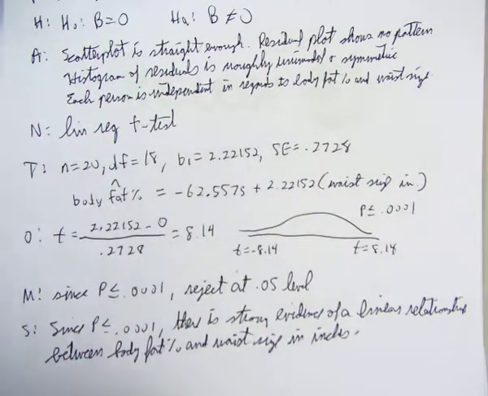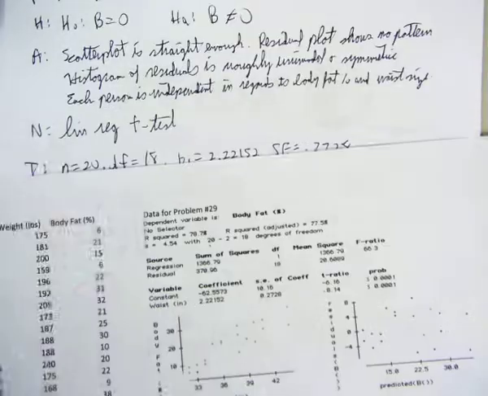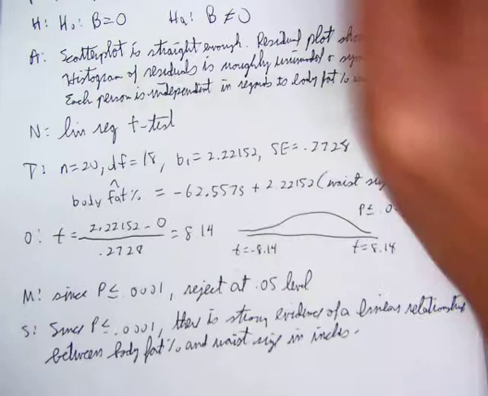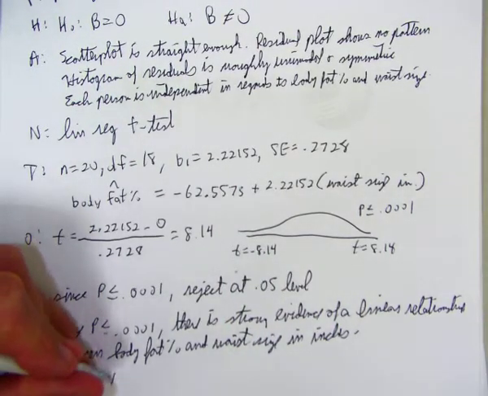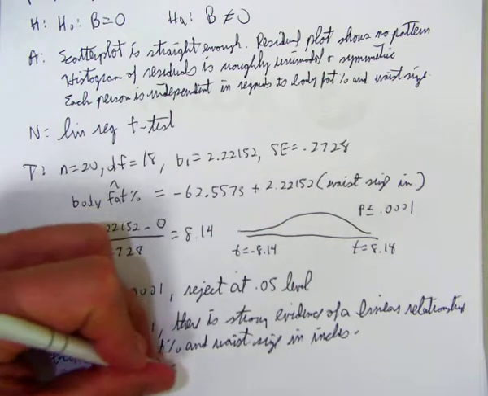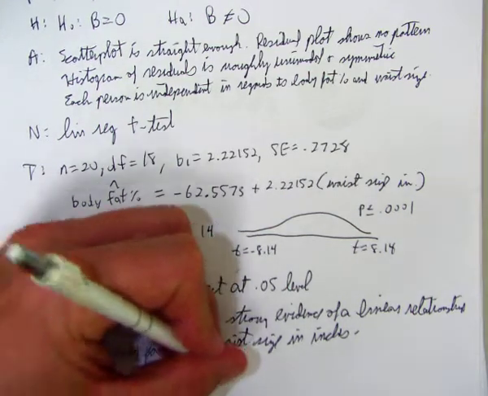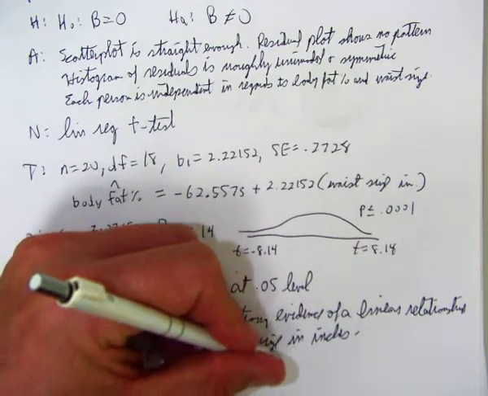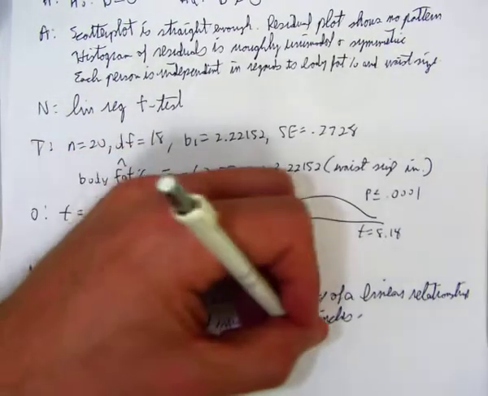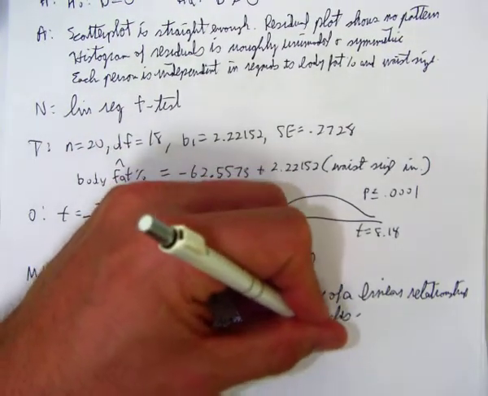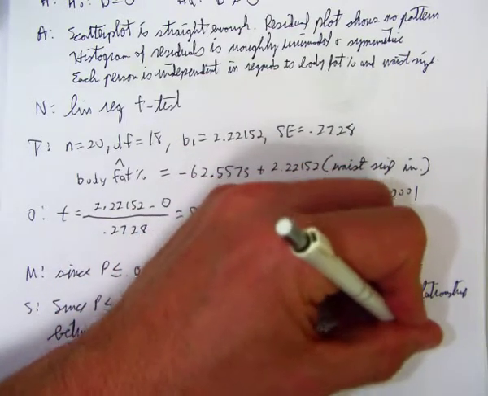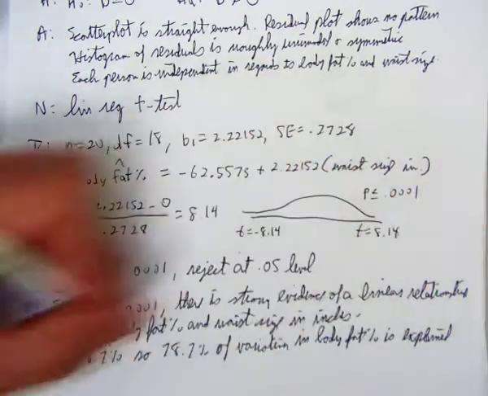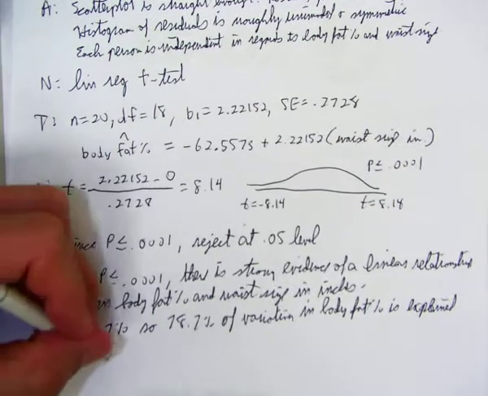Okay. R squared here is 78.7% right there. So R squared equals 78.7%. So 78.7% of the variation in body fat percentage is explained by the variation in waist size.